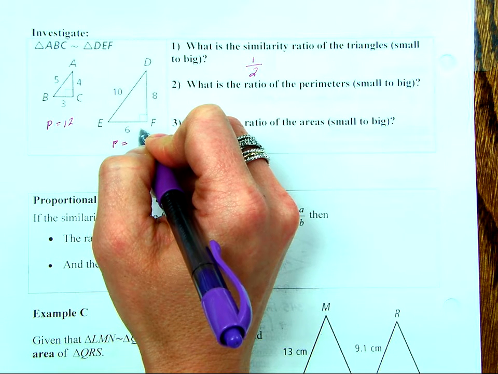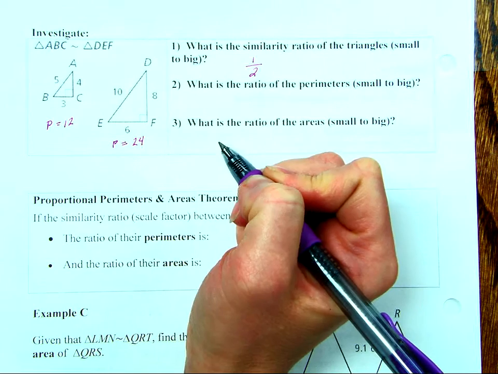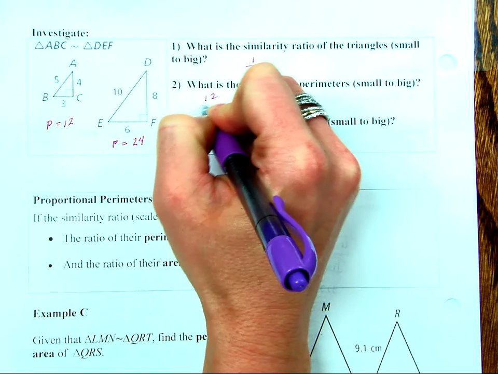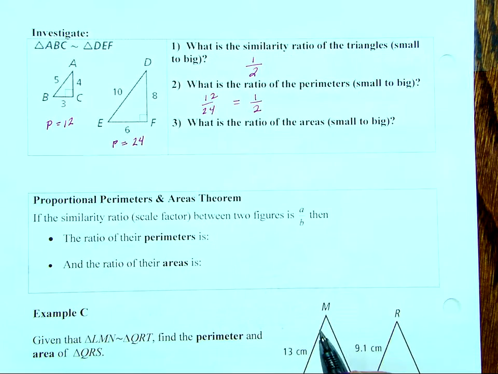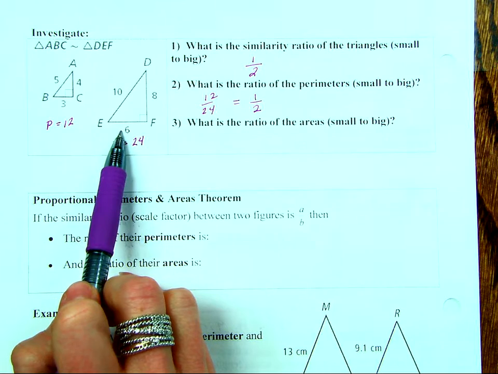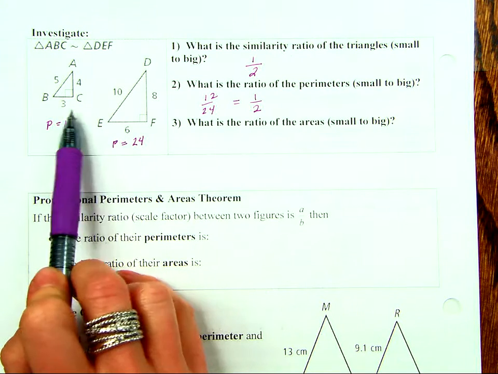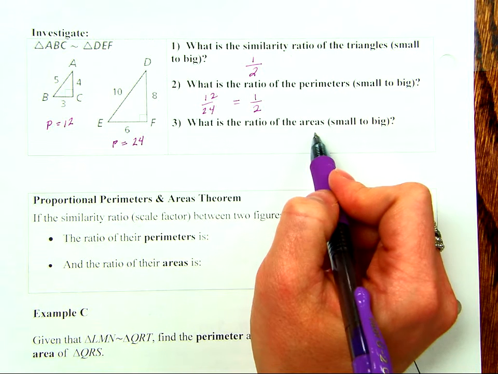6 plus 8 plus 10, that's a perimeter of 24. Well, 12 to 24 also gives me a 1 to 2 ratio. So when my triangle, essentially the side lengths are doubled, the perimeter is also doubled. But what about if we look at the area?